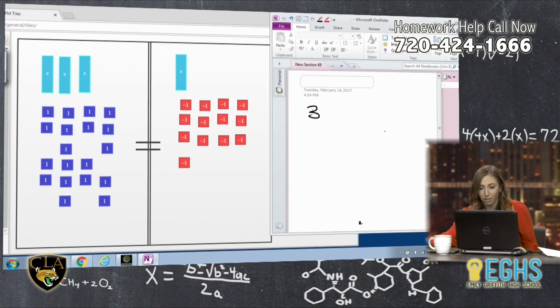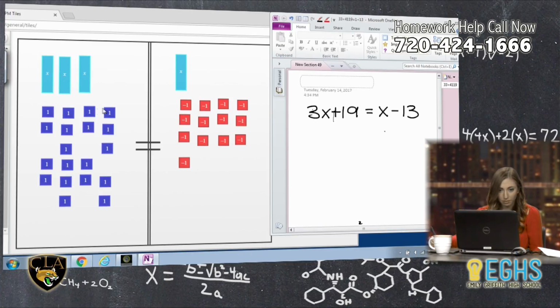Okay, we're good. So we have 3x plus 19 is equal to x minus 13. I'm going to just double check my 19 and then 13. Good. Okay, so what I set up here is maybe a visual of how we can possibly try to solve this equation.